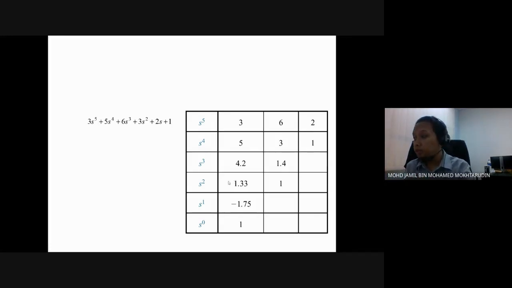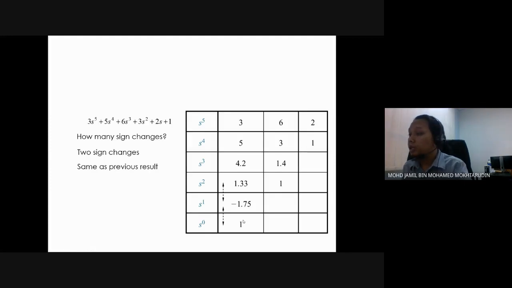So here you see that there are two sign changes, from positive to negative, and then from negative to positive. So the same result, you get two sign changes, meaning that you have two poles on the right hand side of the S plane, and also the system is unstable.